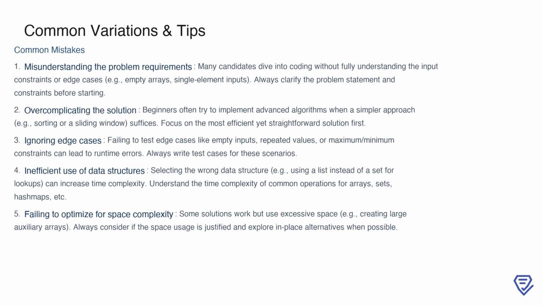Additionally, using inefficient data structures can cause significant slowdowns. For example, choosing a list for lookups instead of a set can drastically increase time complexity. Make sure you're familiar with the time complexity of standard operations for arrays, sets, and hash maps. Finally, don't overlook space complexity. Some solutions may work but use excessive space, such as creating large auxiliary arrays. Whenever possible, explore in-place alternatives to optimize memory usage.